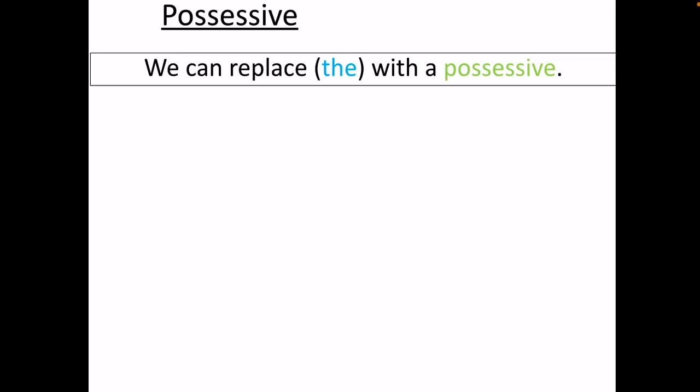Possessive. We can also use the superlative with the possessive. Okay, we can replace the with the possessive. يعني بعض الأحيان ما راح نستخدم the، حنستخدم possessive. How's that? Let's see. Jane is my best friend. هنا ما استخدمنا the بس نقدر نستخدم possessive.